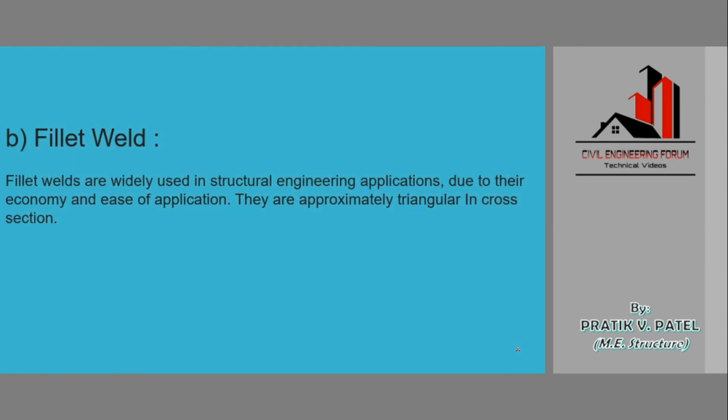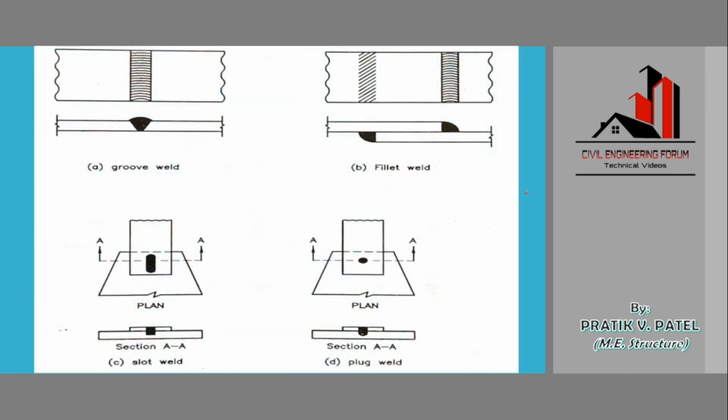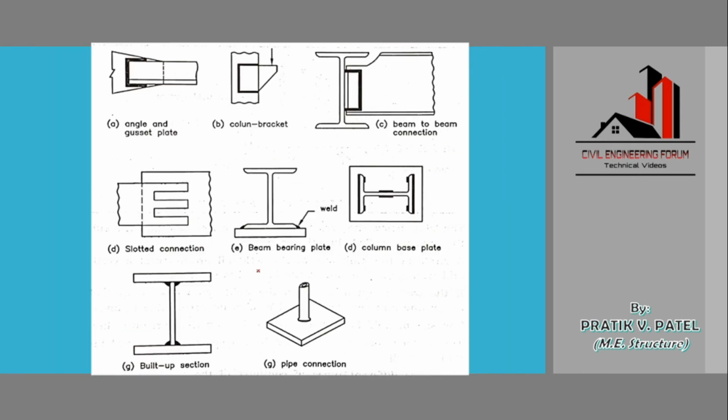Then talking about fillet weld, these are widely used in structural applications due to their economy and ease of application. See, main reason of using 80% of the welding as fillet weld in any structural connection or structure design is economy and ease of application. It becomes very easy to use this fillet weld, and even economy is the thing. They are approximately triangular in cross section, as we saw. This shape. We are talking about triangular in cross section.